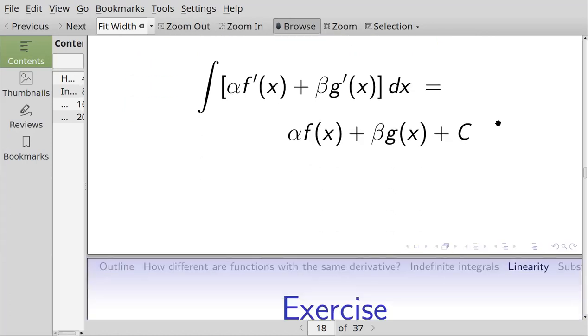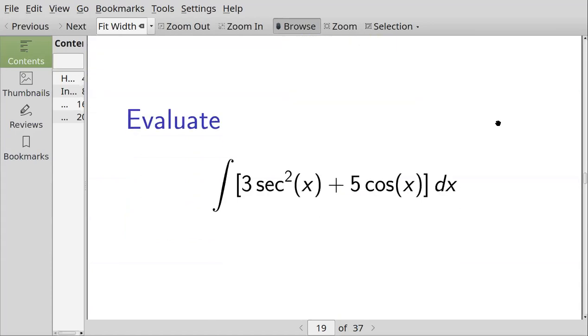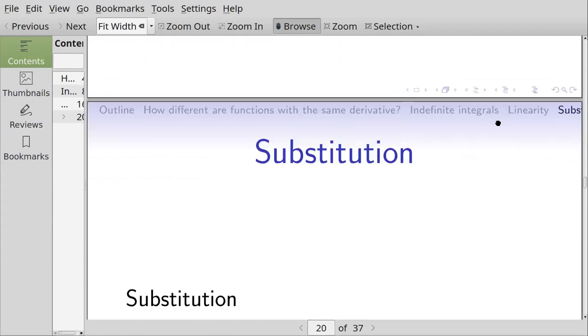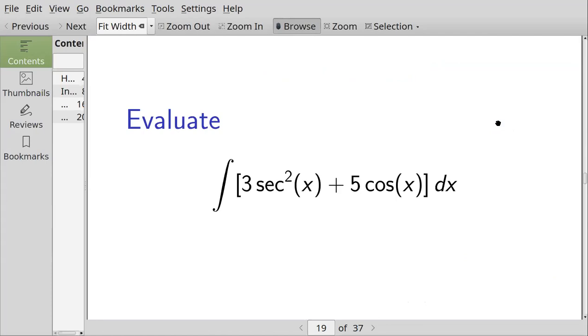Okay, so let's see an example of this, right? Integral of 3 secant squared of x plus 5 cos of x dx. Okay, give you a second to think about that. Right, so you can pull the 3 outside. So you can break it up into two pieces. You can take the integral of the first function plus the integral of the second function. And within the individual integrals, you can pull the 3 outside of the integration sign, you can pull the 5 outside of the integration sign, if that would help you. Okay, so what do you think this integral is?